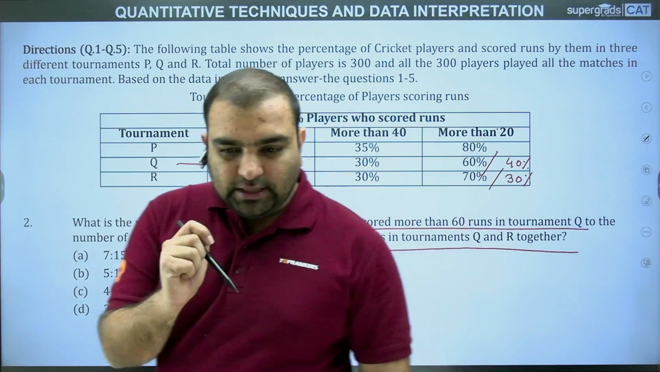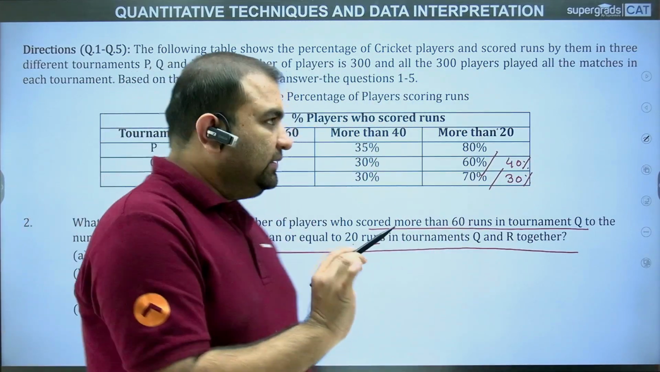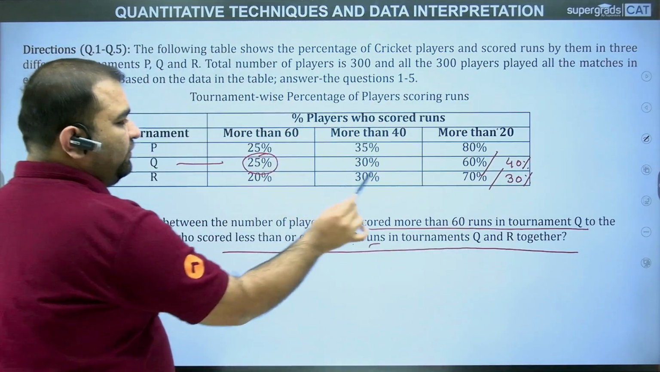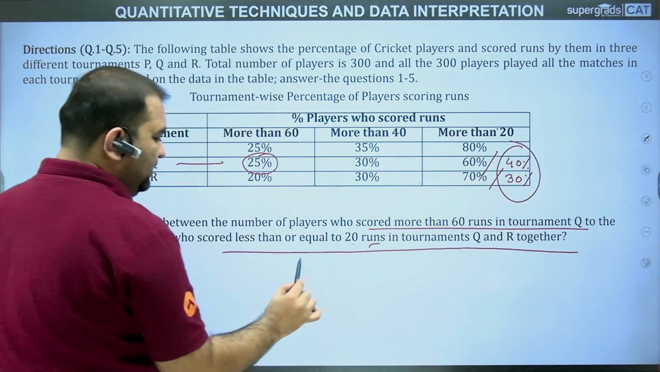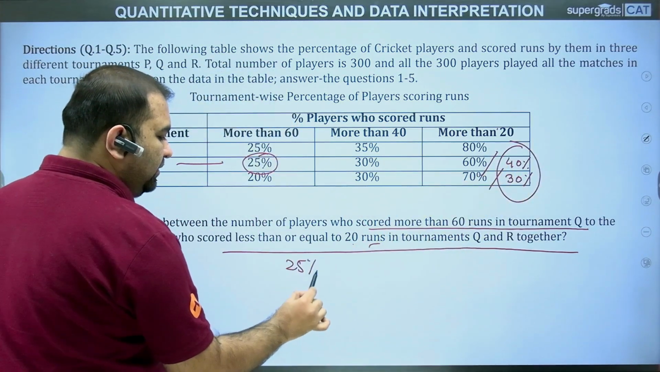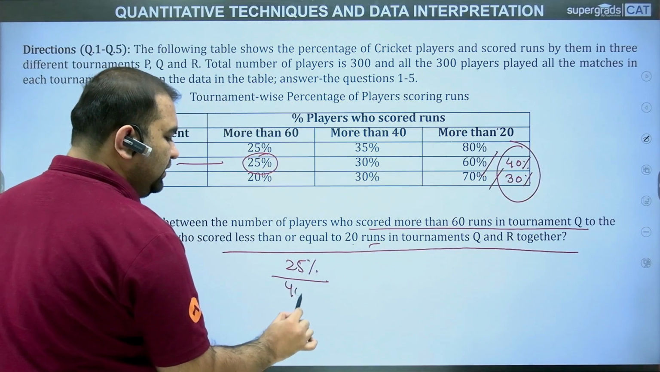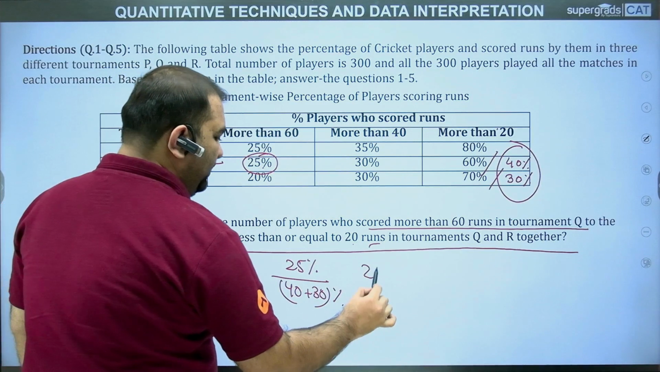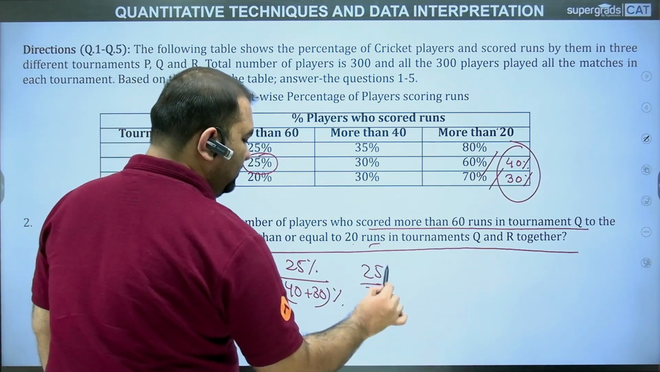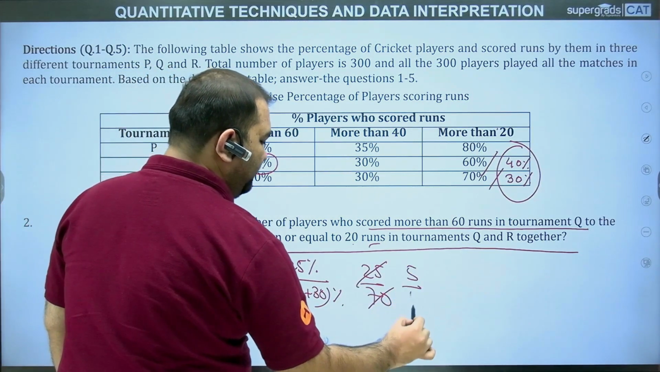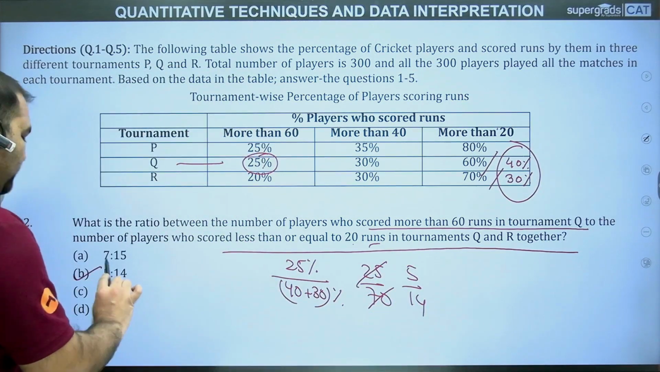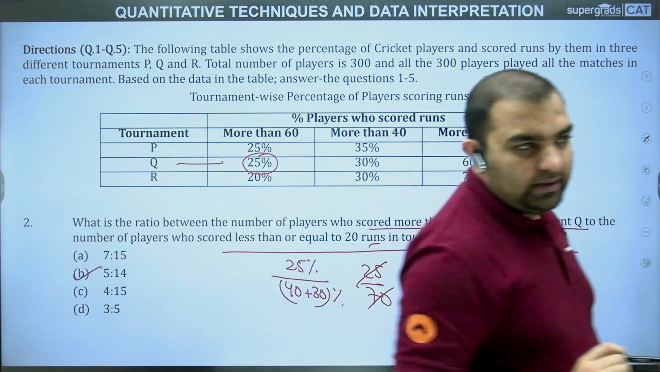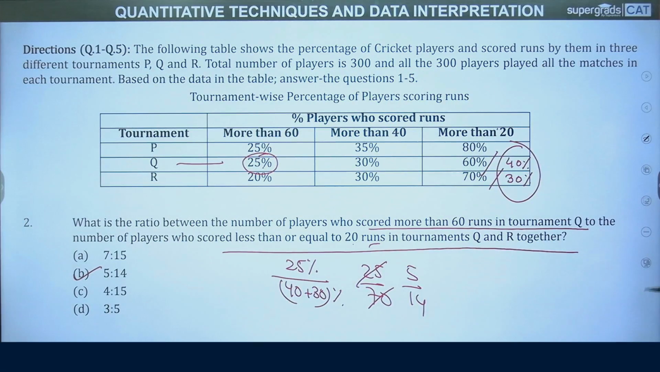Now, it is not asking what is more or what is less. They are asking what ratio this makes with this value. So 25% makes what particular ratio with 40 plus 30? 25 by 70, which is 5 by 14. 5 by 14 is the correct answer. Let's move on.